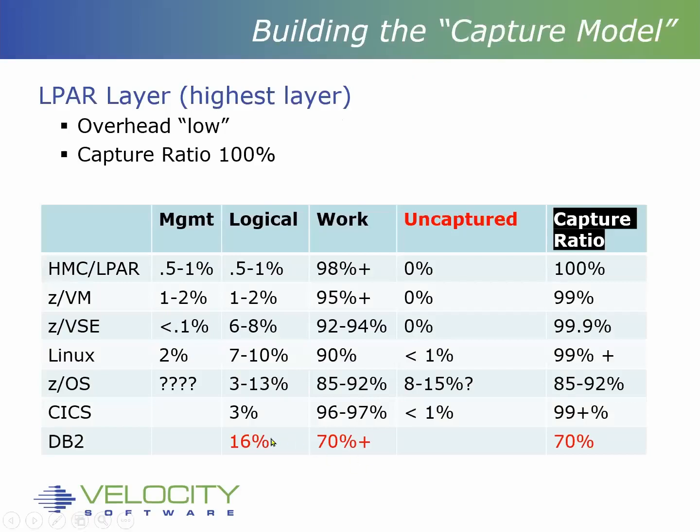So far, from my perspective, I want a 100% capture ratio. I'm not there on DB2, so I know I've got some work to do, but that's just something I started a couple of months ago just to look at. If I can get to a 100% capture ratio on DB2, I'm pretty happy with my transaction model.